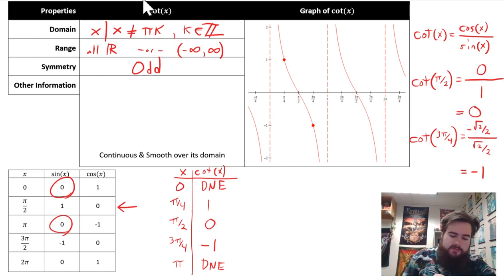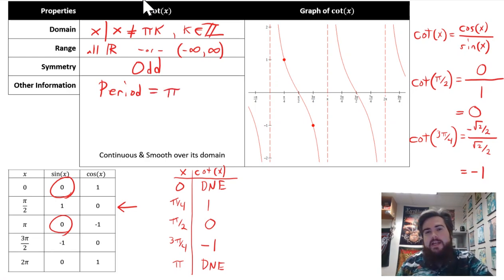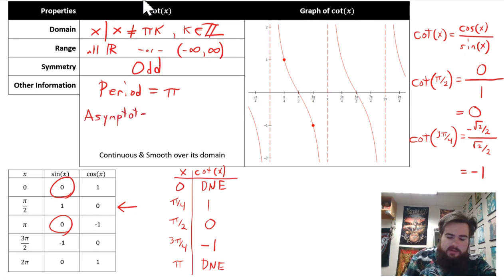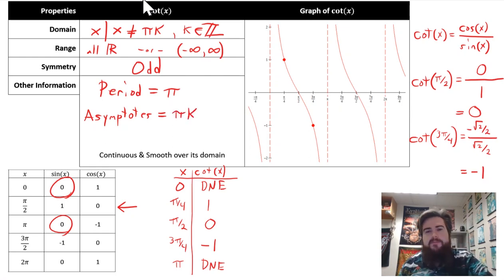To finish this off, cotangent will have a period as well of pi, just like tangent. And it has asymptotes established earlier at increments of pi k.